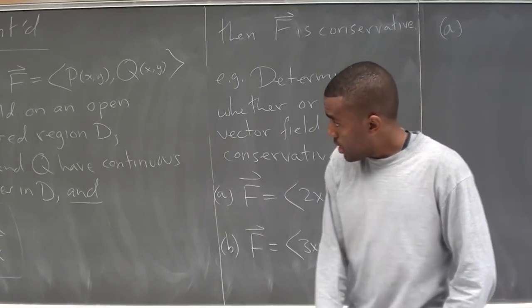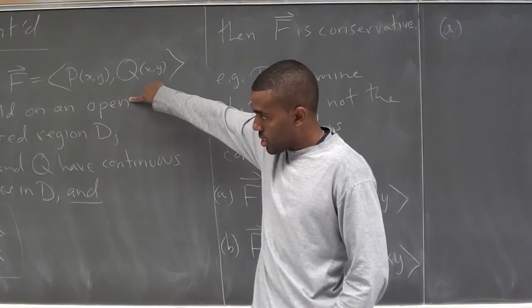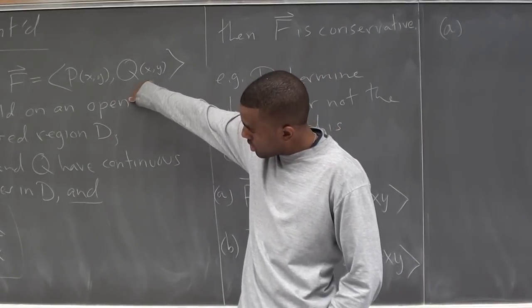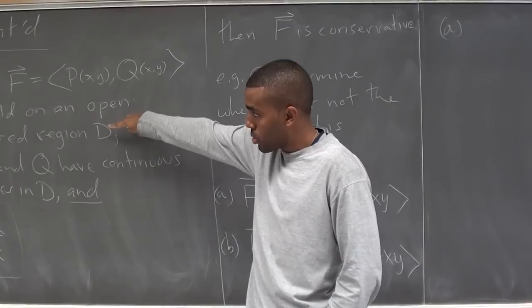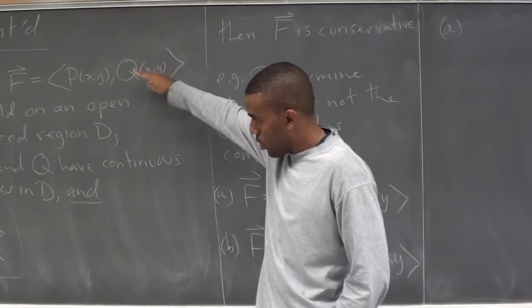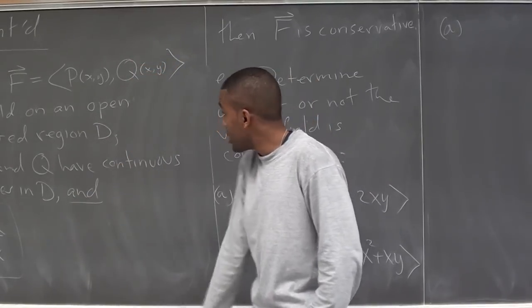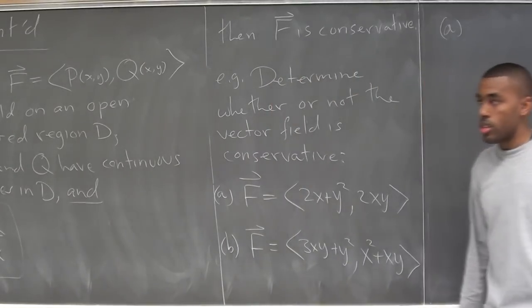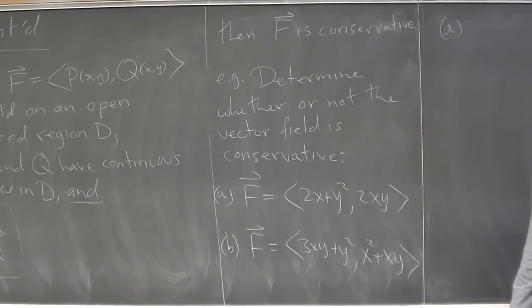But basically, we can say if we're on a region that's open, doesn't contain its boundary, and it's simply connected, meaning it doesn't have holes. So if you're on an open set with no holes in it, and this is true, then your function is conservative. And now we're going to actually do that test. Right? So A. Just 2i, 2i.